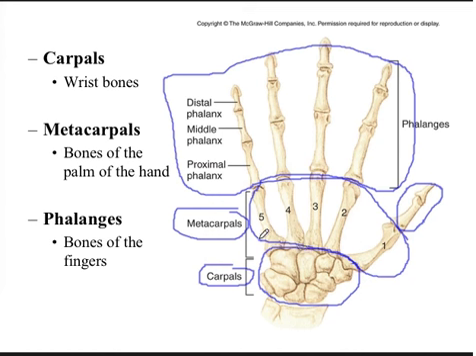The joints between the metacarpals and the phalanges are amphiarthrotic hinge joints, and between the metacarpals and the carpals we also have hinge joints as well. The articulation between the metacarpal of the first digit and the carpal bones of the wrist is a unique joint called a saddle joint, which allows for the movement of opposition, where you're able to take your thumb and touch the tips of your remaining fingers.